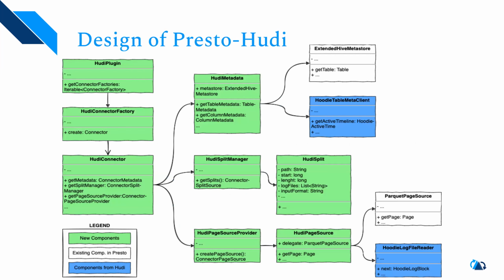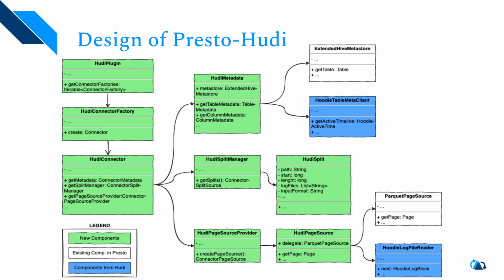So this is the design of the Presto Hudi connector, and the Trino Hudi connector is more or less similar. As I mentioned before, there is an extended Hive meta store through which the Hudi metadata interacts with the Hive meta store to get all the metadata. Once you do the meta sync for a Hudi table, its metadata is saved in HMS, right? So the Hudi metadata class here leverages that.